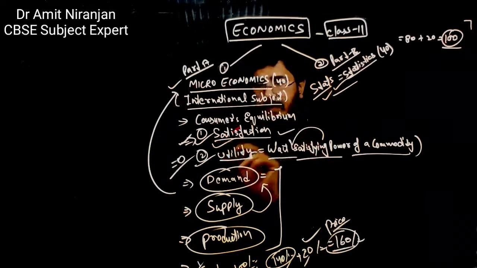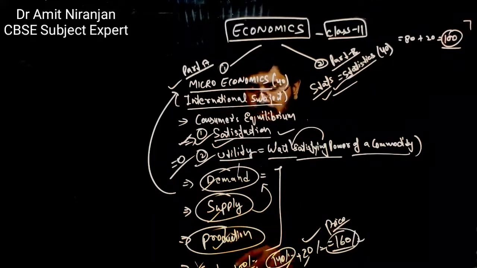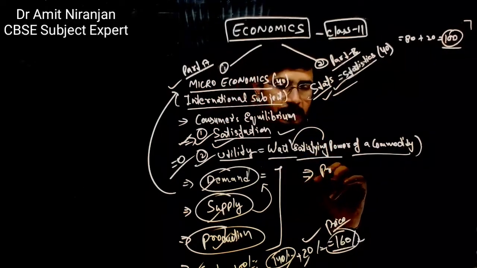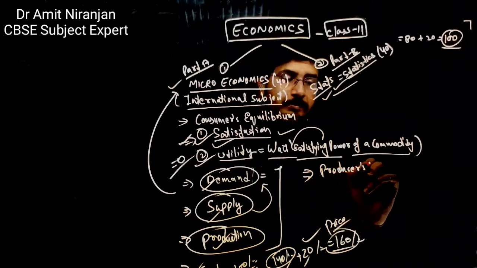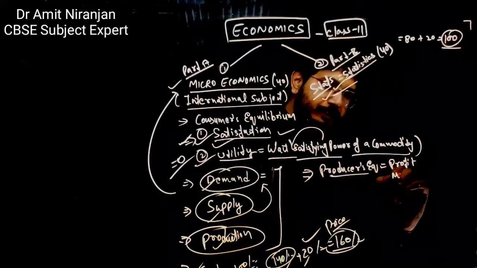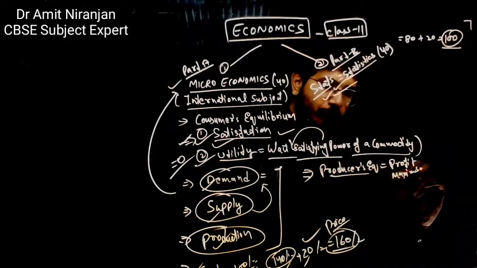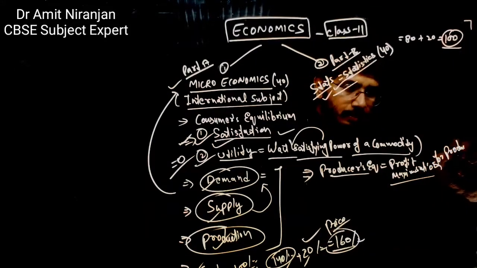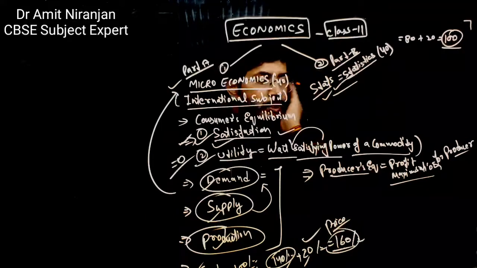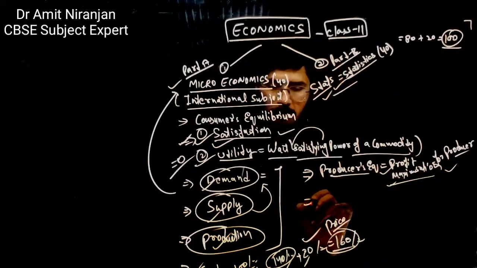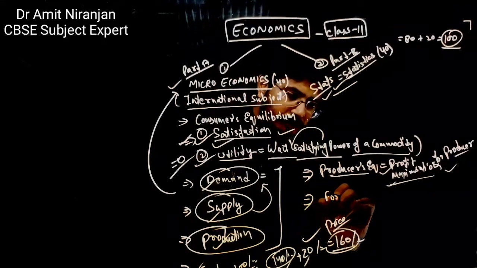Okay, so satisfaction completed, demand completed, supply completed, production completed, cost completed, revenue completed. What else? The next is producer's equilibrium. It is a situation of profit maximization for the producer. So producer equilibrium is a concept of profit maximization for the producer. Now the last topic is forms of market.